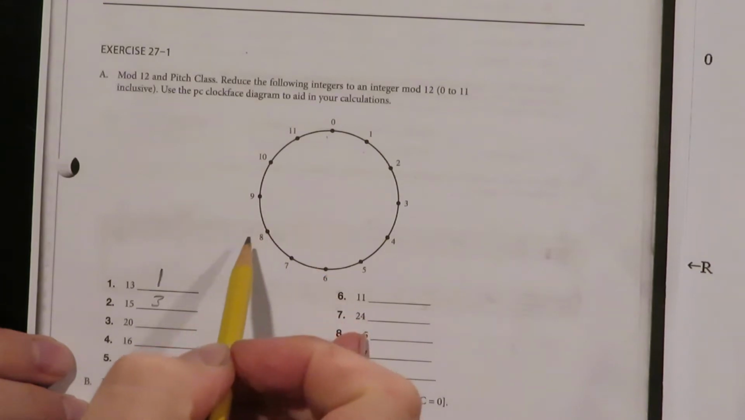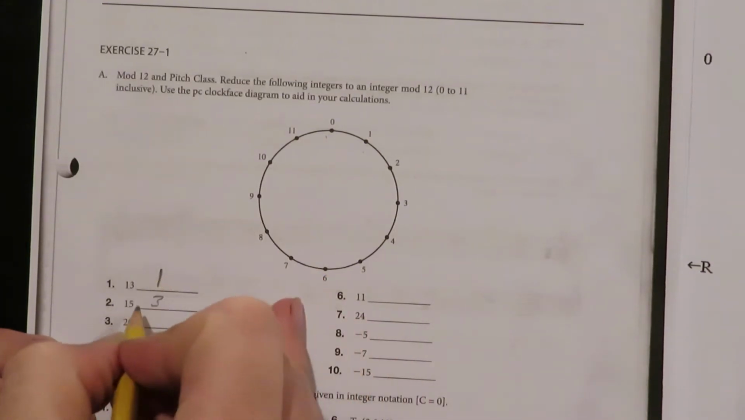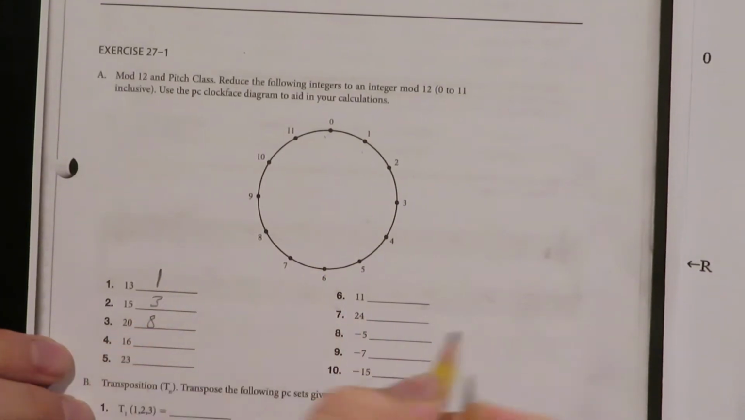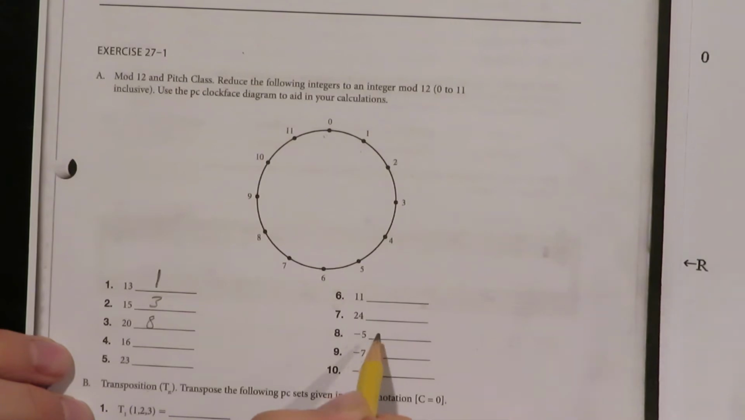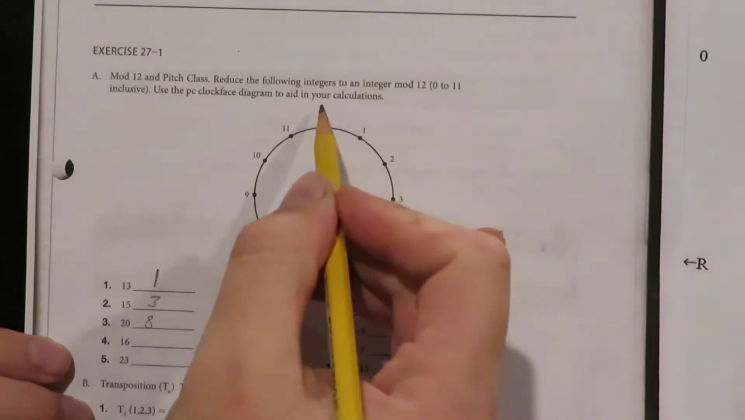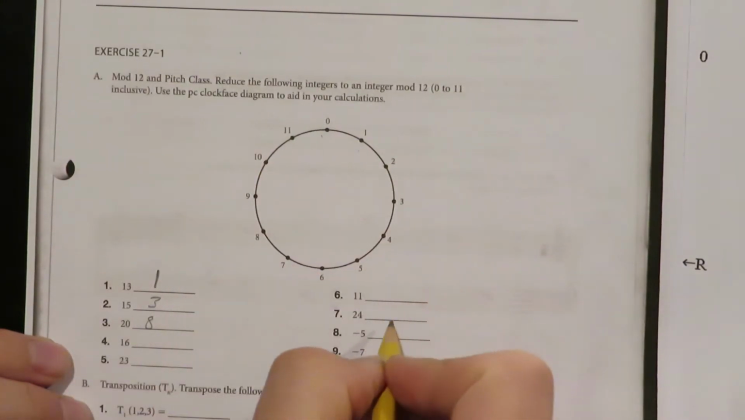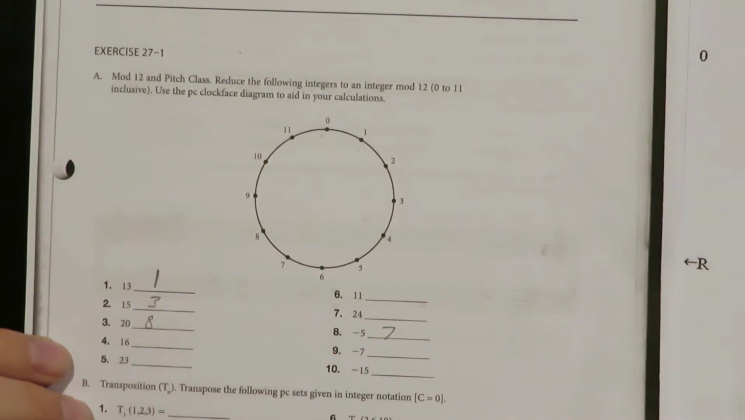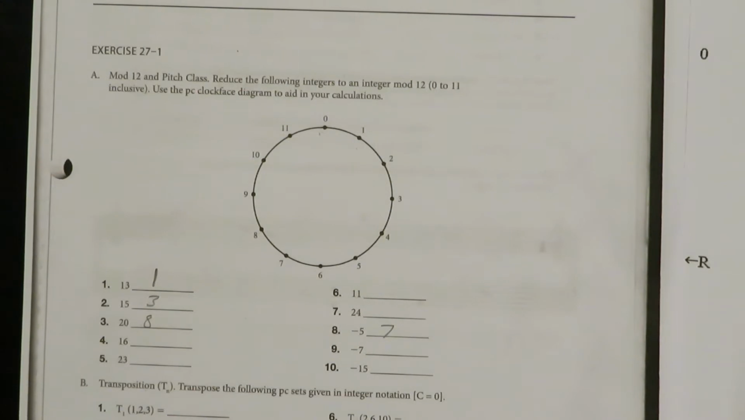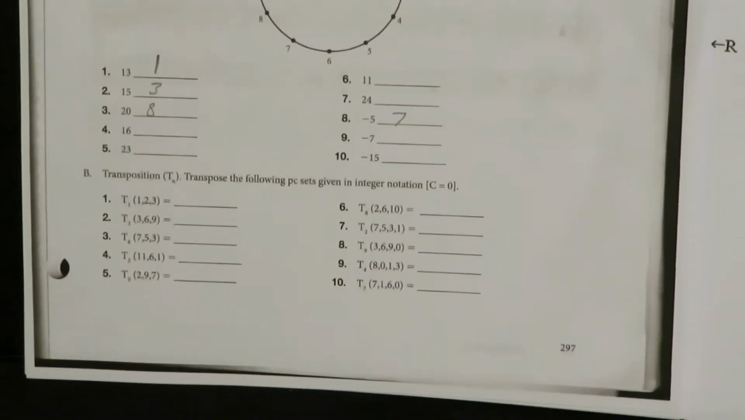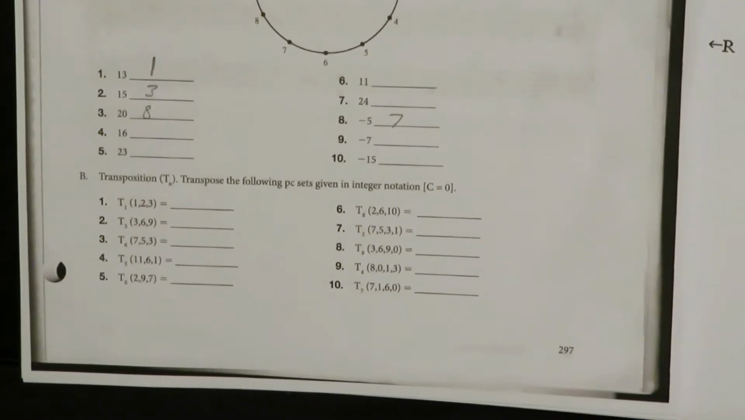Okay, you guys seen how this works? 20. 20 minus 12 is what? 8. Let's do one of these negative numbers here. Negative 5, 12. 1, 2, 3, 4, 5. 7. Easy enough, right?